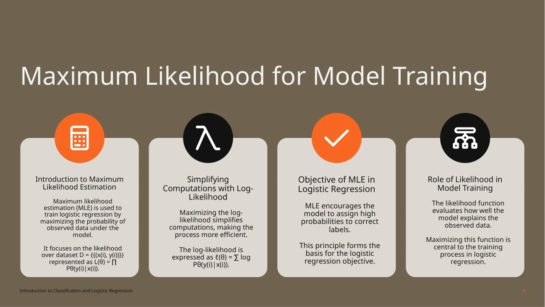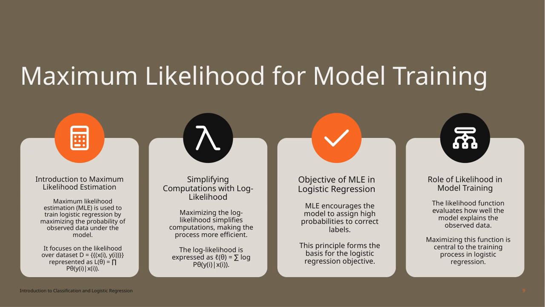To simplify calculations, we take the logarithm of the likelihood. This is called the log likelihood. When we do this, the product becomes a sum, which is much easier to handle mathematically. The log likelihood is expressed as script l(theta) equals the sum over all data points of log P_theta(y_i | x_i). The main goal of MLE in logistic regression is to find the parameters that give high probabilities for the correct labels.